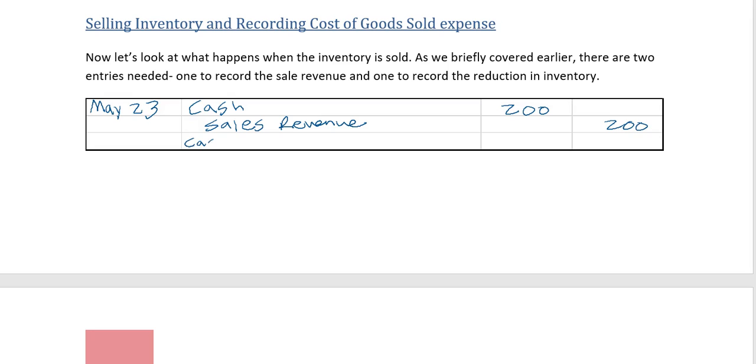And a brief description, nice and simple. Cash sale recorded.